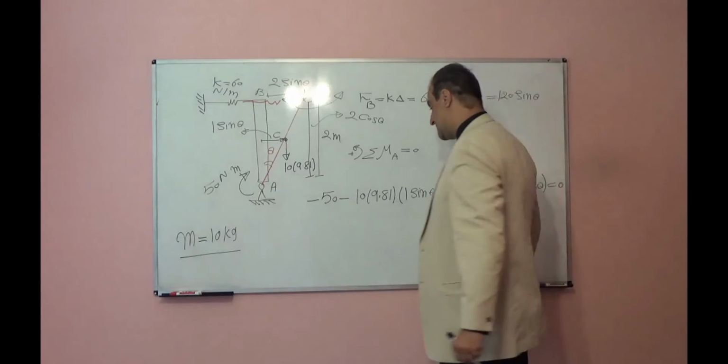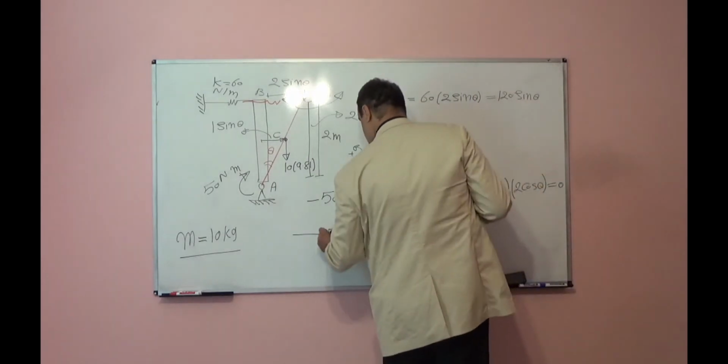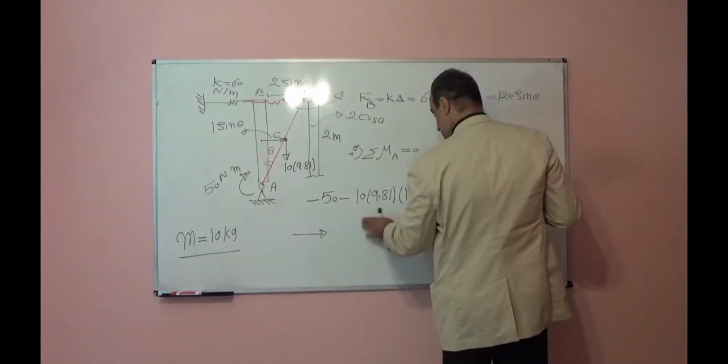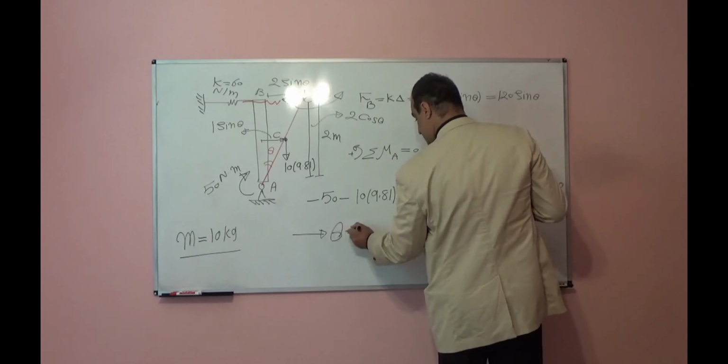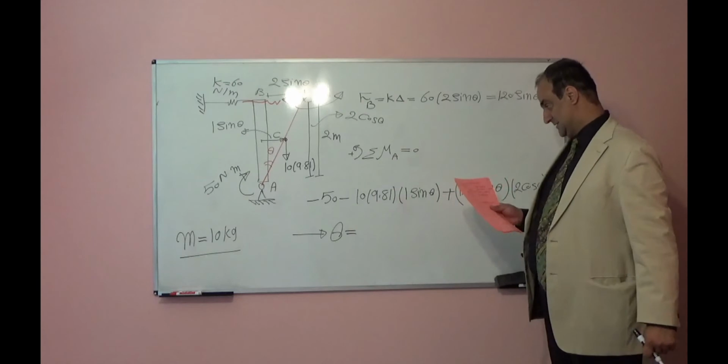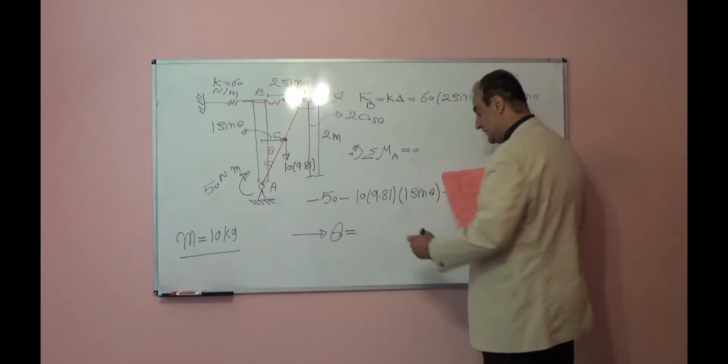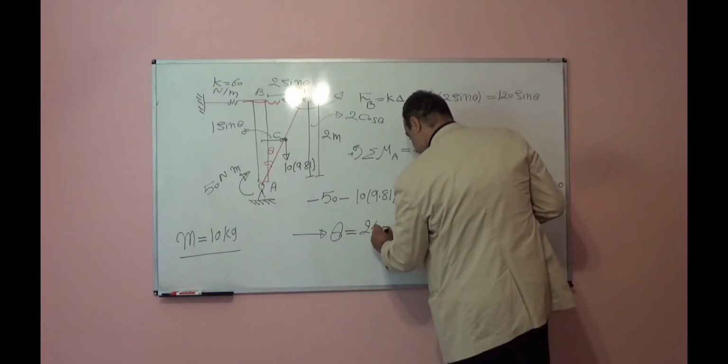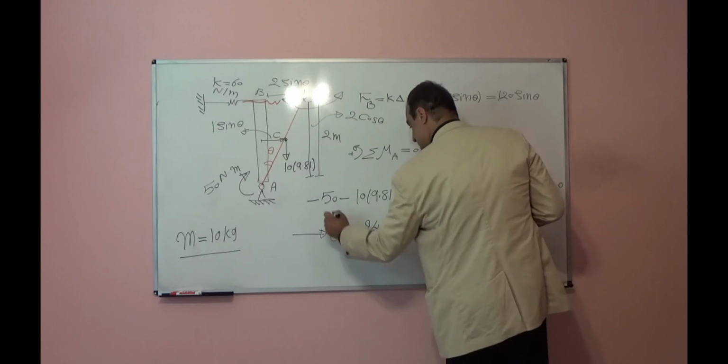This is one equation in terms of theta. To calculate theta, you can use a calculator or Excel with goal seek. Easily you can find theta. You will end up with theta equal to 24.6 degrees.